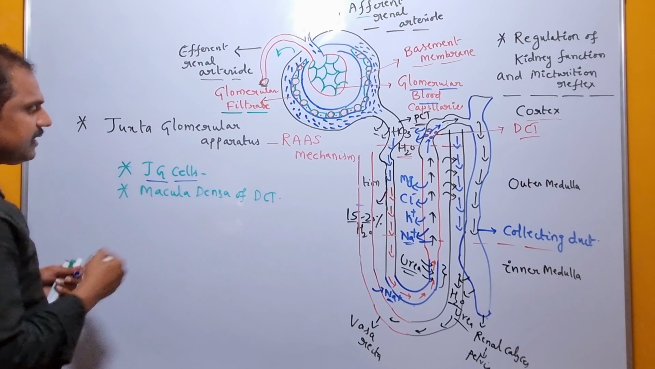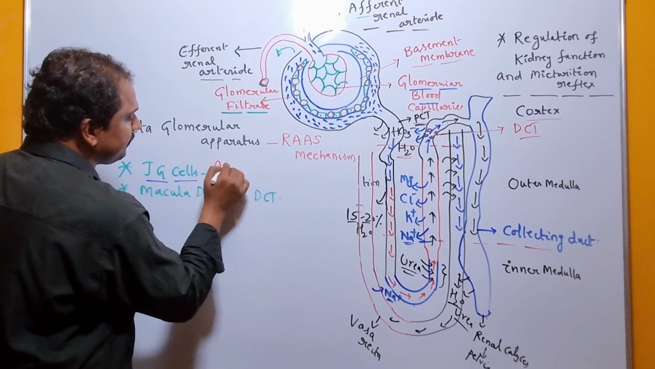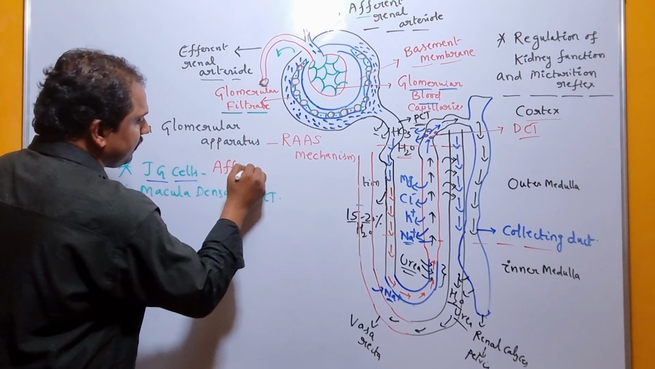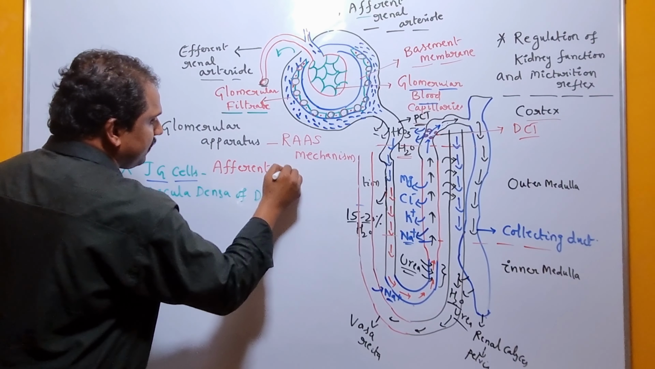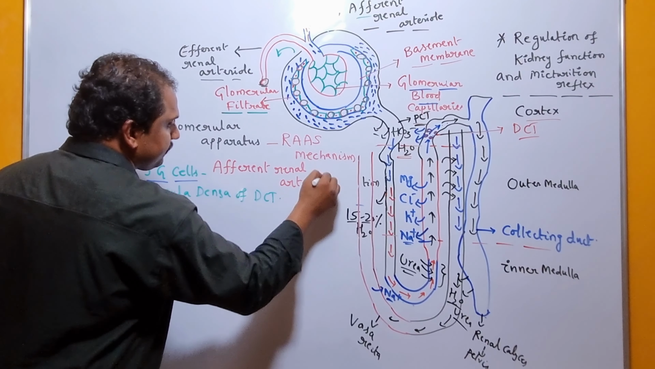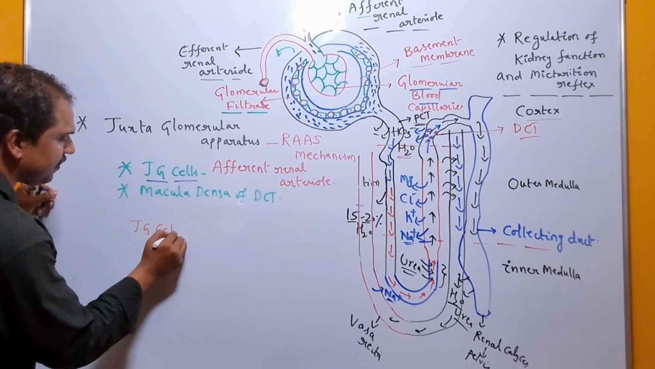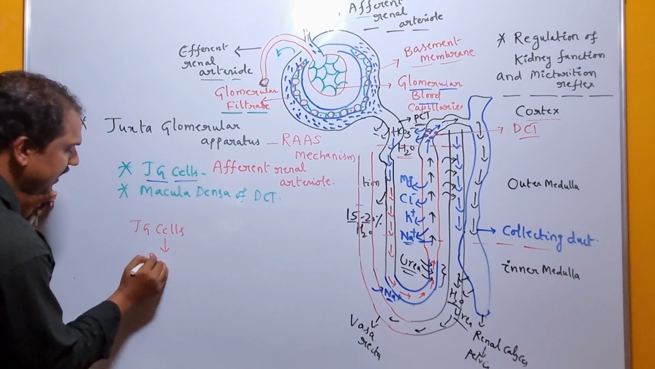Juxtaglomerular cells are a part of the afferent renal arteriole. So the juxtaglomerular cells are responsible for secreting the renin hormone.